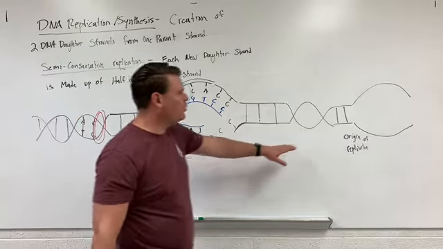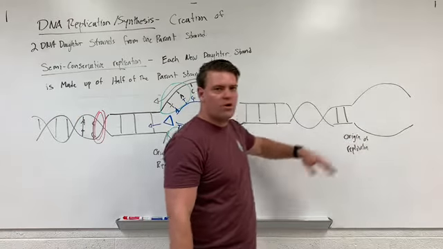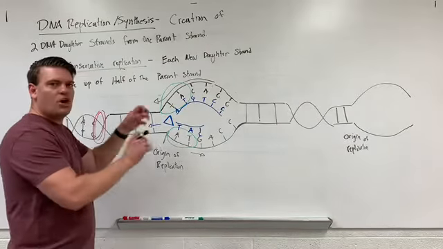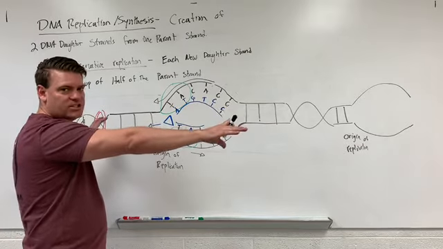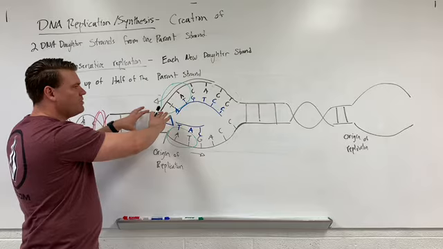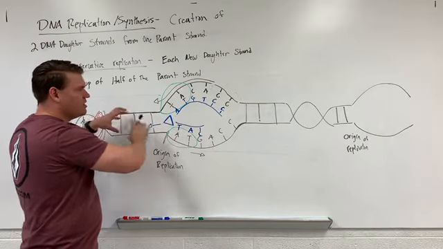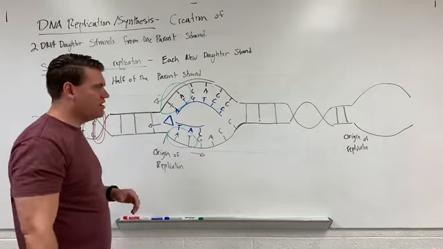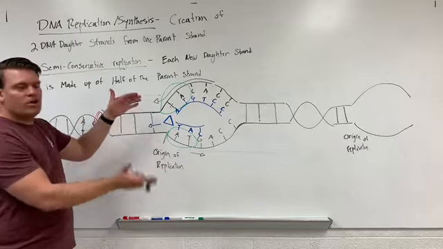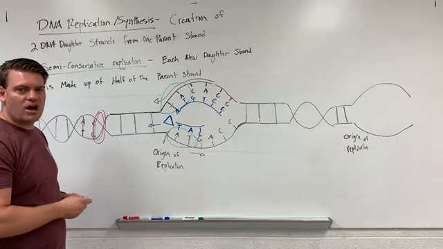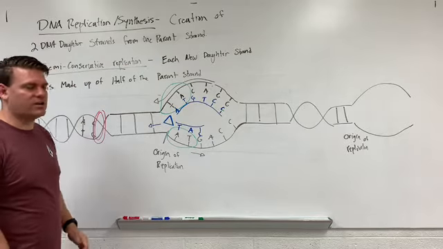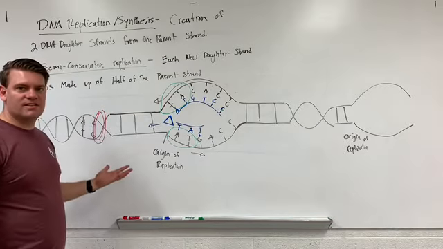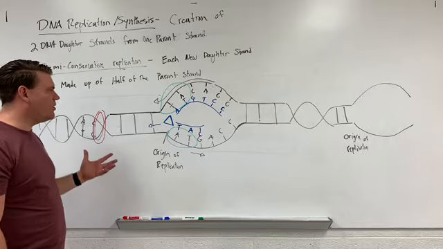But because you have multiple origins of replication, you can go in and start to replicate at different parts of your DNA, and as these parts meet up with each other, you can combine all of the new DNA that you created, and at the end of the day, you're going to end up with two new daughter strands of DNA from our original one parent strand. So that's DNA replication. That's how it happens.